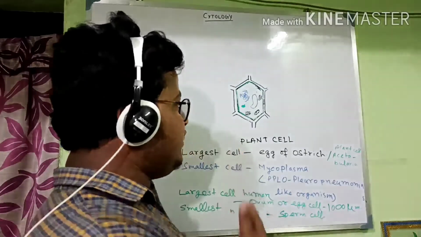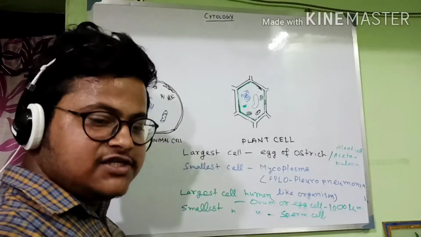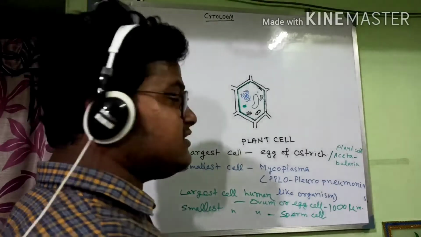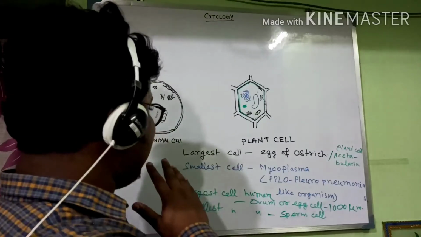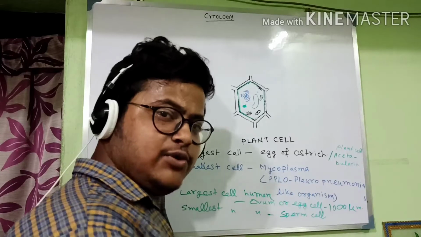So this is the video. In this video we talked about the overview of the cell structure. In the upcoming video, we will talk about the cell organelles, the animal cell and plant cell, and we will also talk about the prokaryotic as well as the eukaryotic cell.